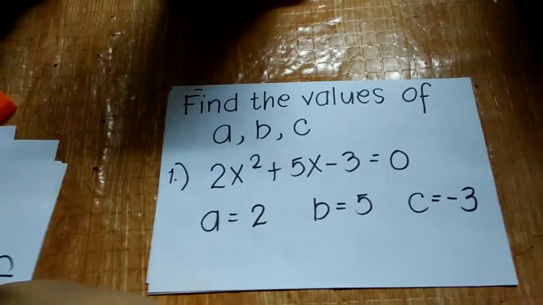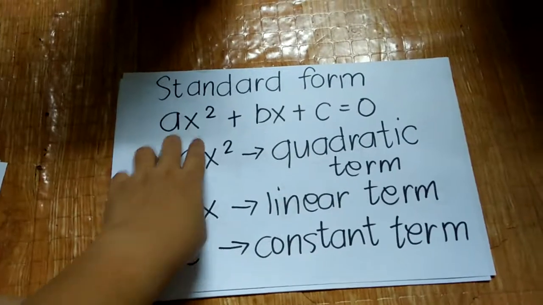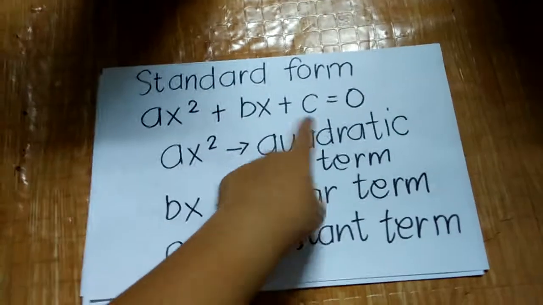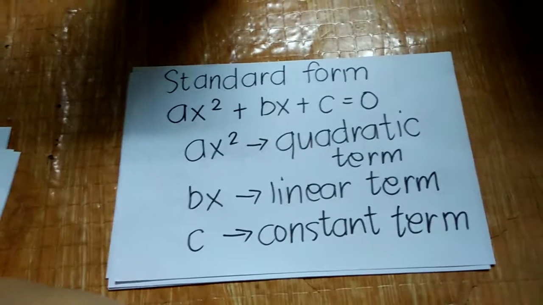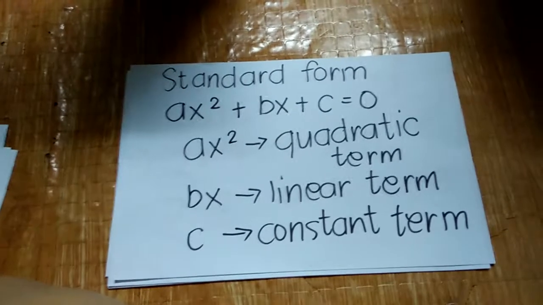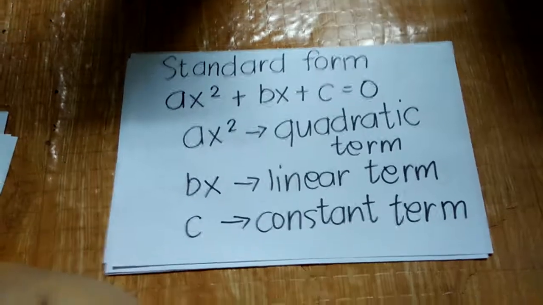meron tayong standard form. Again, this is the standard form. Ax squared plus bx plus c is equals to 0. That is our standard form. So, meron tayong tatlong term. Quadratic term, linear term, constant term.